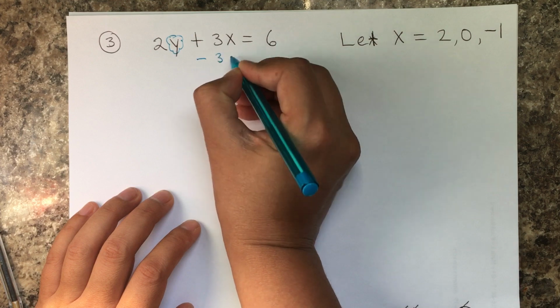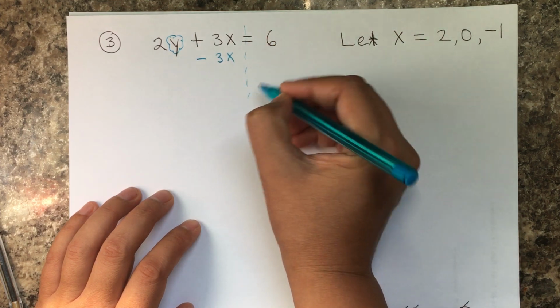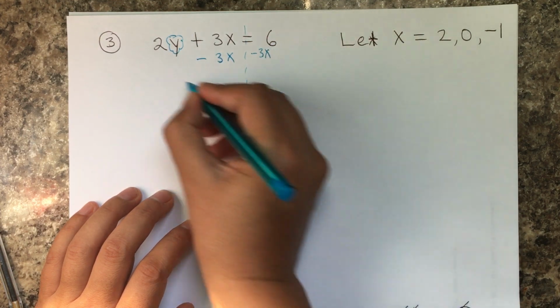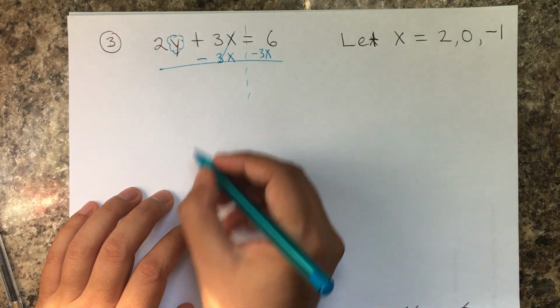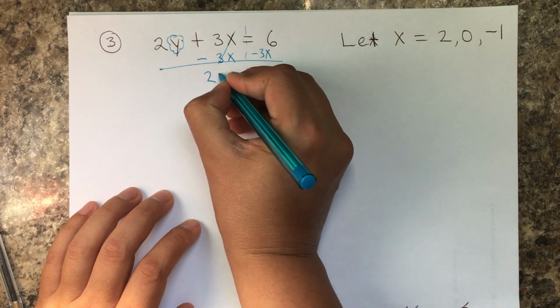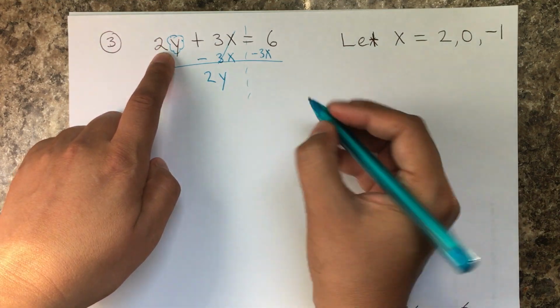So we're going to subtract 3x on both sides. Okay, minus 3x. This cancels. And you end up with 2y. Don't get rid of the 2 yet.